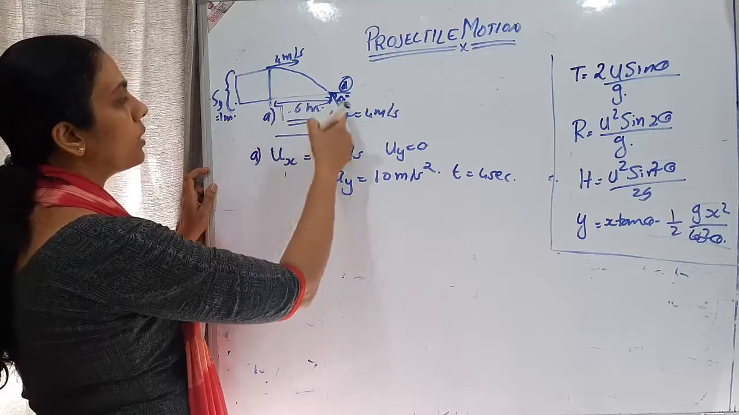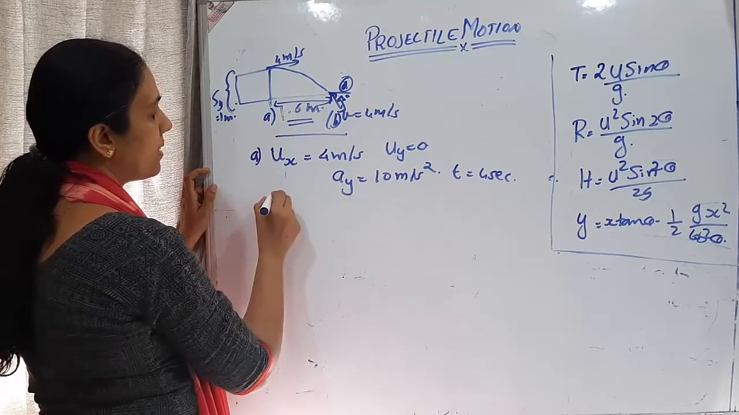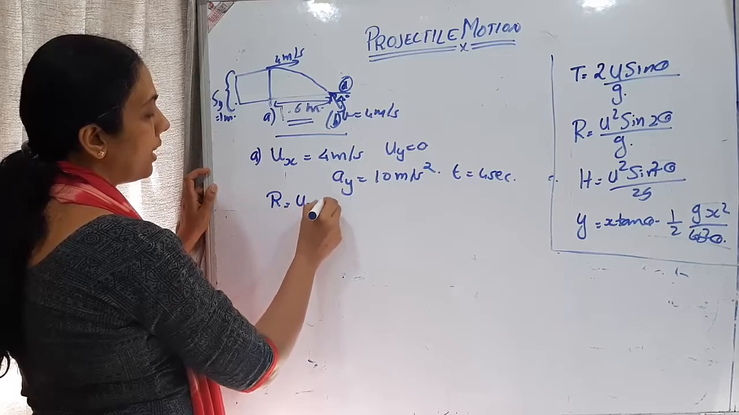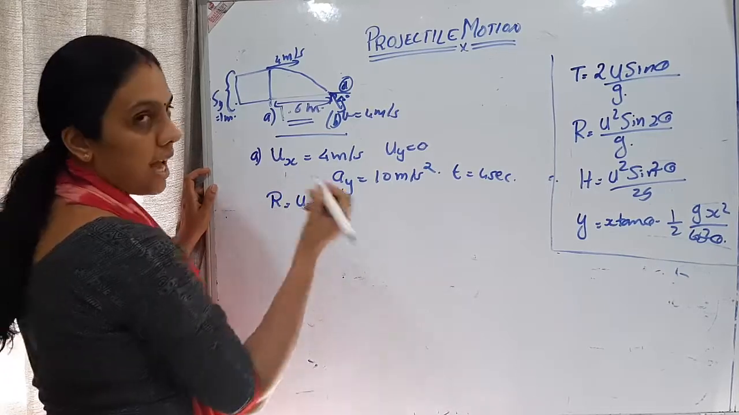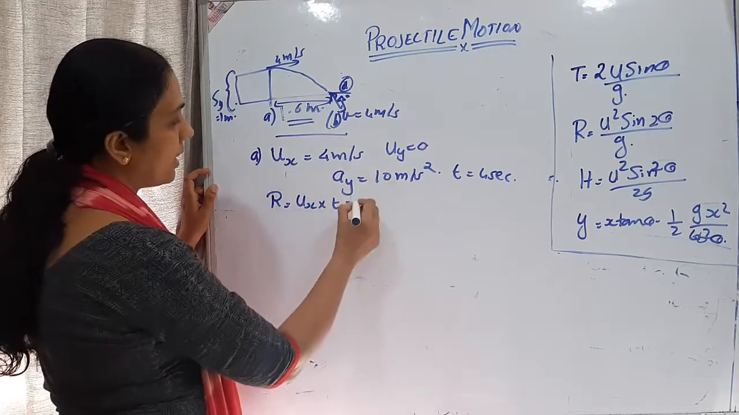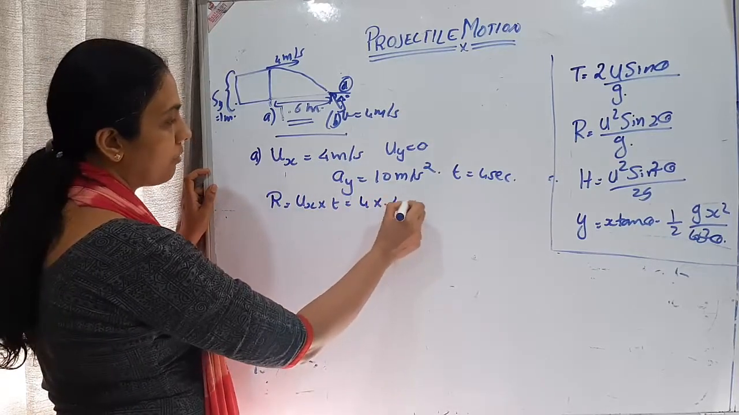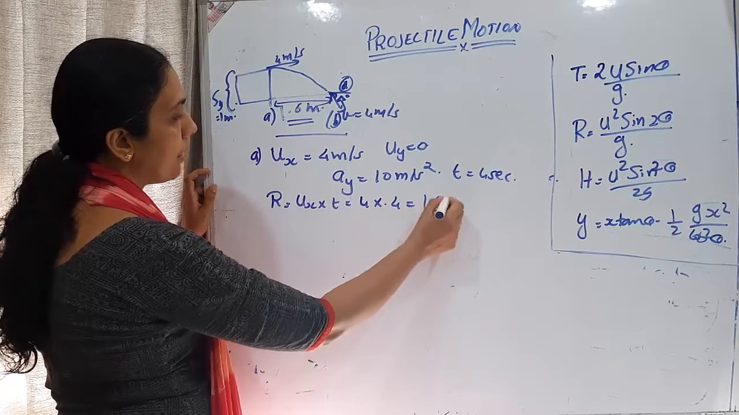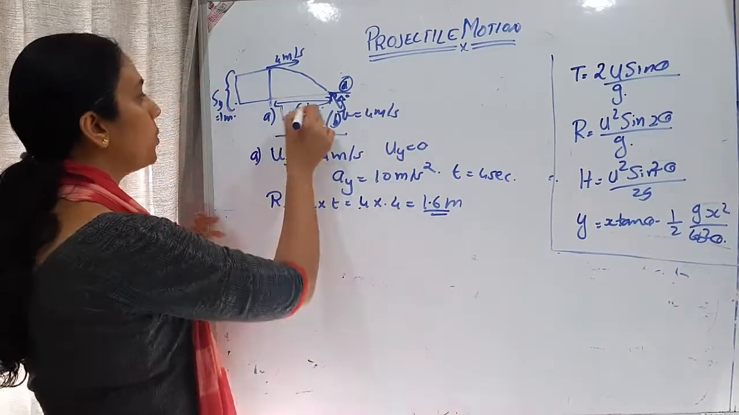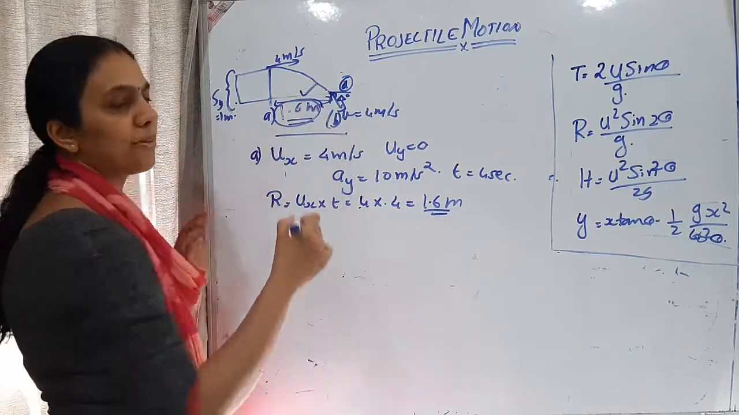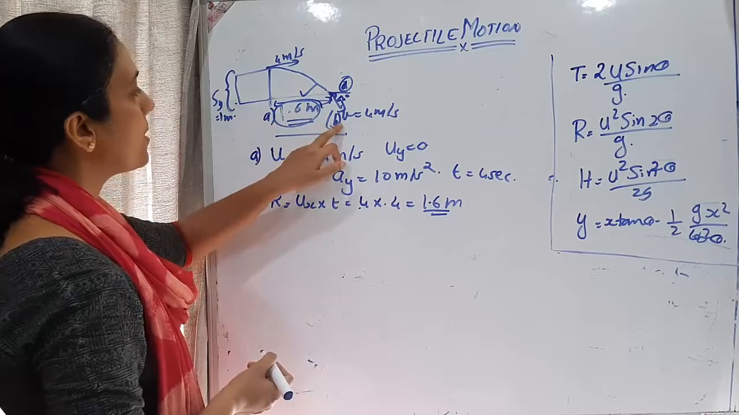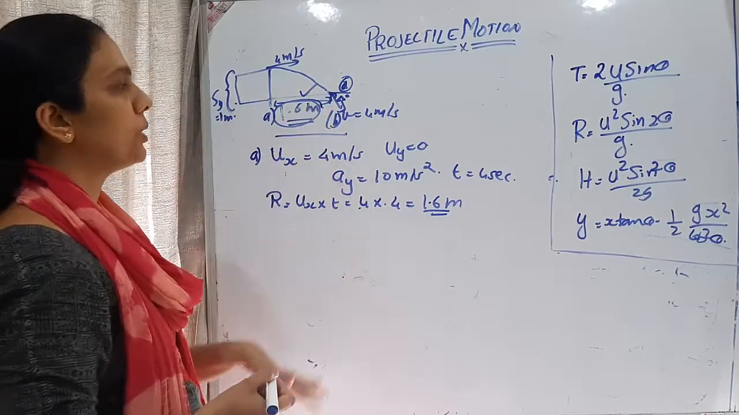How can we find out the horizontal distance? Horizontal distance R will be equal to ux into t, because acceleration is not there along x. So 4 into time 0.4 equals 1.6 meter. So option A itself, the first itself, was correct. So here I'll prove for you that B, C and D options are wrong.